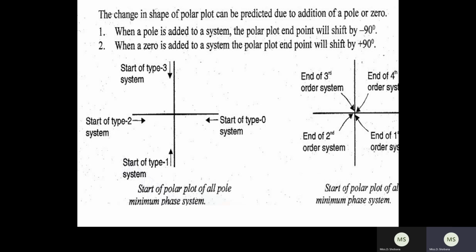If you have a first order system, the endpoint of the polar plot will end at the quadrant with 0 to plus or minus 90 itself. A second order system means it will end between minus 90 to minus 180. A third order system means it will have endpoints between minus 90 to minus 270. If it is a fourth order system, it means minus 270 to minus 360, like this.